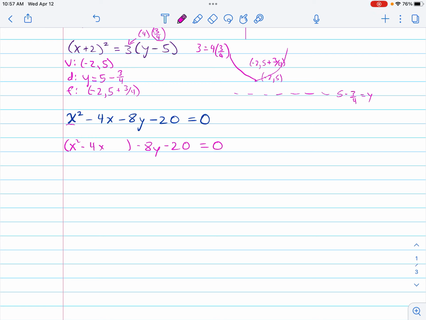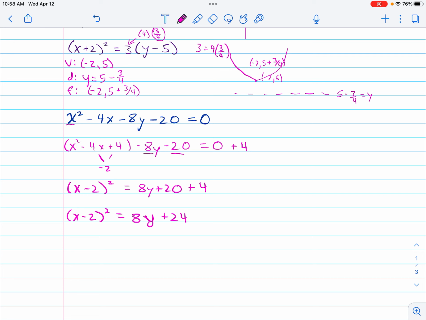Okay. Now I want to move my y part to the other side, but let me first of all complete the square. So I add a 4 to both sides. Now, here's what I get. On this side, I get x minus 2 squared equals 8y plus 20 plus 4. See, I just moved this and this to the other side. Now let's see what we've got here. We've got x minus 2 squared equals 8y plus 24.